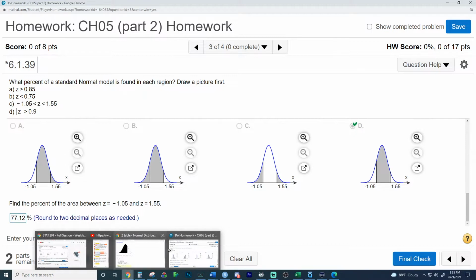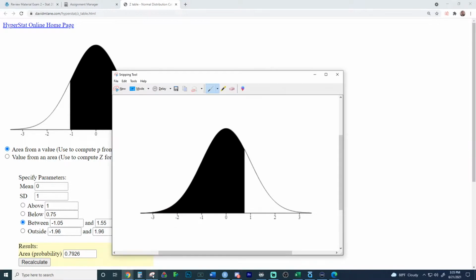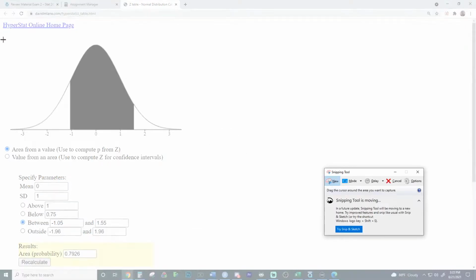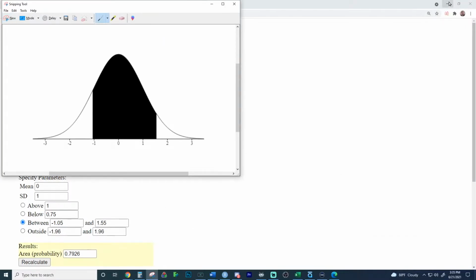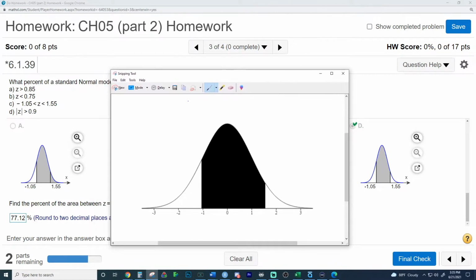Negative 1.05. We're going to make our picture look like this. We're going to go between. And apparently I just need to practice. Oh, we were so close. So 79.26. Pretty decent guess. You're not meant to guess these things, but you need to make your picture look like that picture.